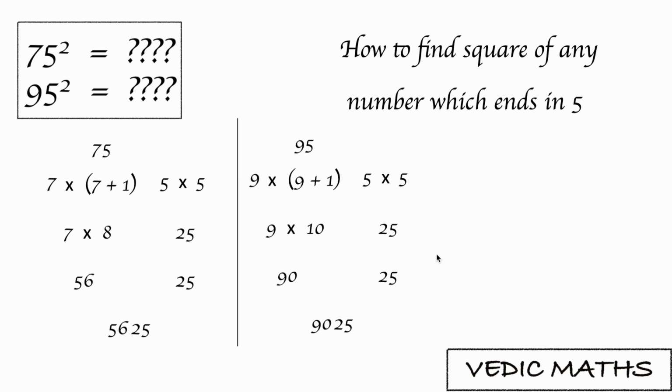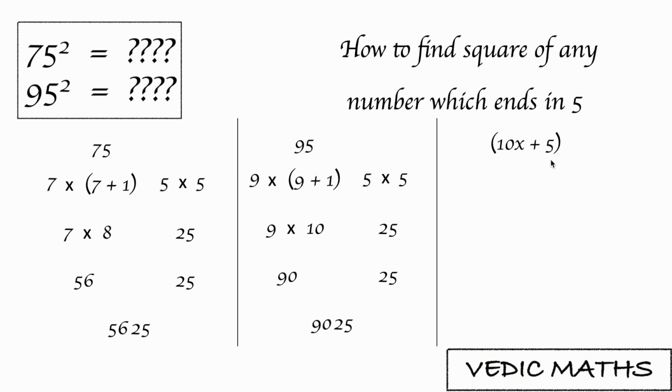But why does this work? Let's see that. Any number which ends in 5 can be written as 10x plus 5, where x is any positive number. For 95, x will be 9, which will be 90 plus 5, 95.